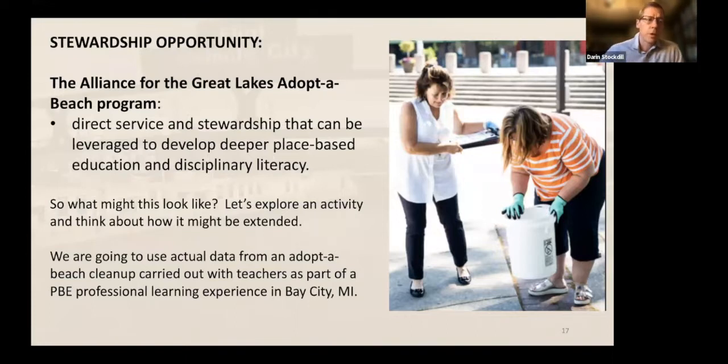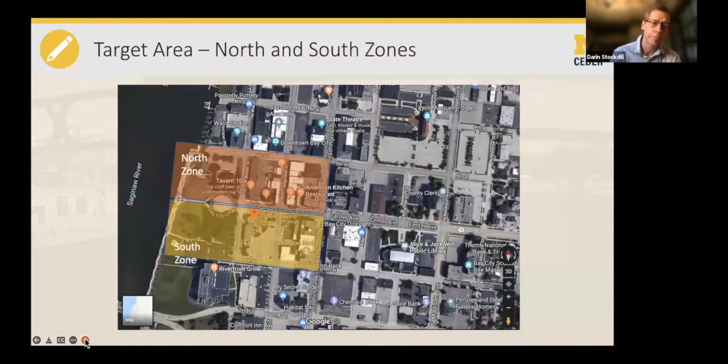And we might start this off with a stewardship opportunity and get students out to actually adopt to this program called the Great Alliance for the Great Lakes has an Adopt a Beach program, and you can adopt a beach. It could be riverfront, it could be a riverside park, a lake, could be on one of the Great Lakes, or it could be an inland lake, and you go out and you clean it up.